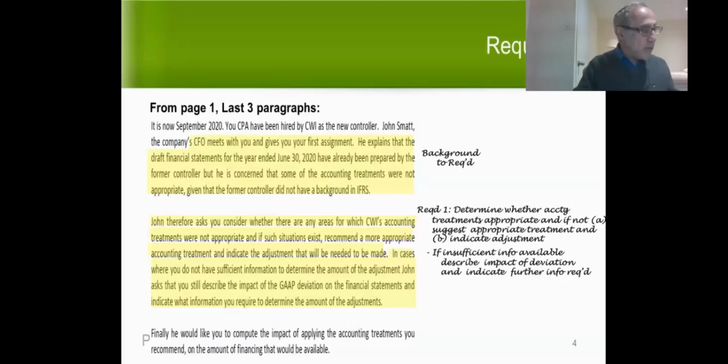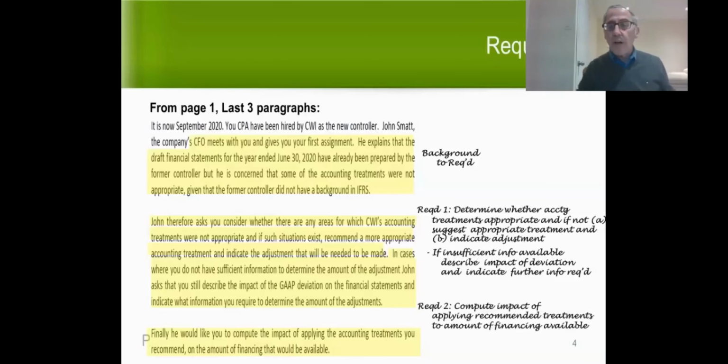And then if you continue, it goes on to say, finally, he would like you to compute the impact of applying the accounting treatments you recommend on the amount of financing that would be available. We all know that the amount of financing is contingent on, or is dependent on, amounts in the financial statements, as we'll see in a moment. So obviously, if we change the accounting for some of these issues, it's going to affect accounts in the financial statements, and that in turn will affect the amount of financing available.